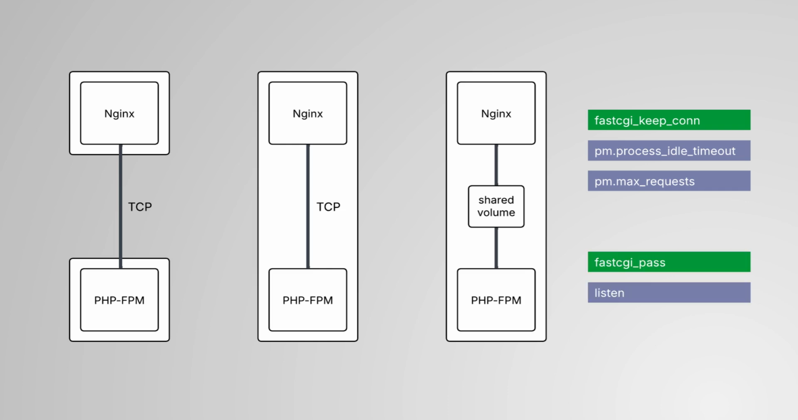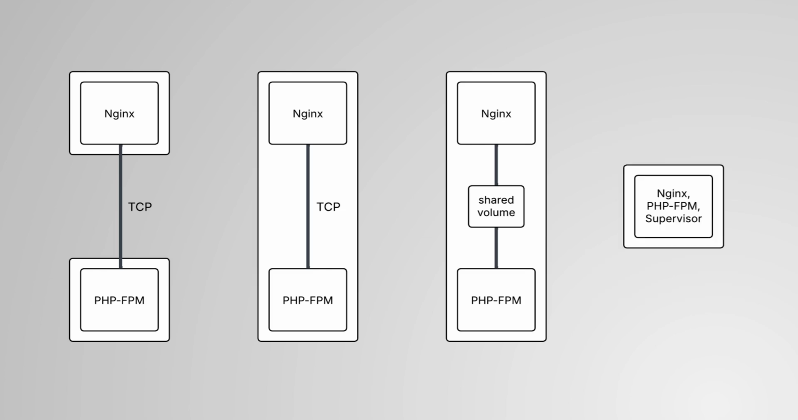And we need to set fastcgi_pass in Nginx and listen in PHP-FPM. For TCP connections, we tell them which port, and for socket, we tell them the location of the socket file.